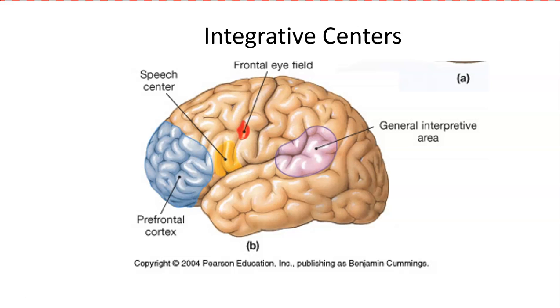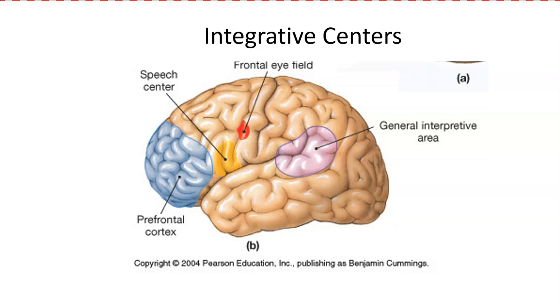So let's talk about general interpretation. The general interpretation of all of our incoming senses occurs in the left hemisphere for most of us. This general interpretive area accumulates sensations from multiple places. What we see, what we hear, taste, smell, and feel all comes here into this general interpretive area for us to make sense of what we're experiencing. There's also a speech center for most of us in the left hemisphere. Notice that I said for most of us. Some people have their speech centers housed in their right hemisphere.